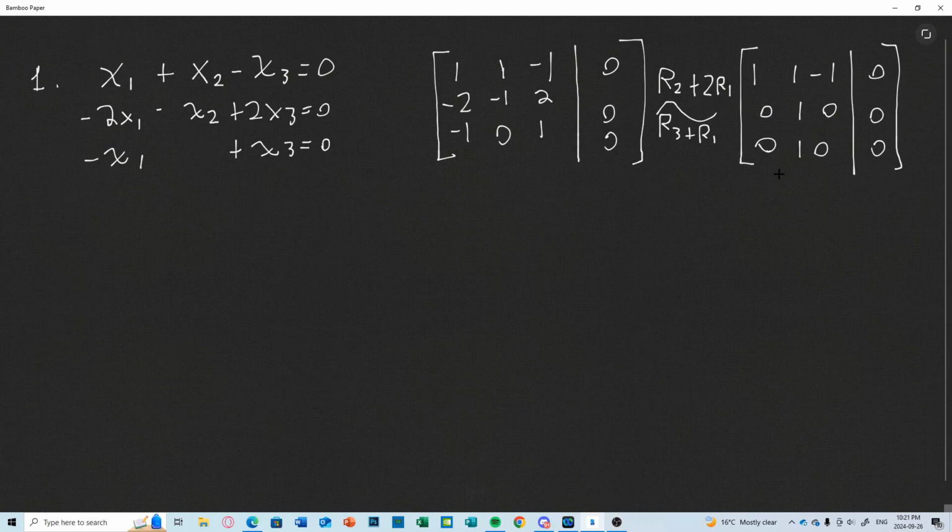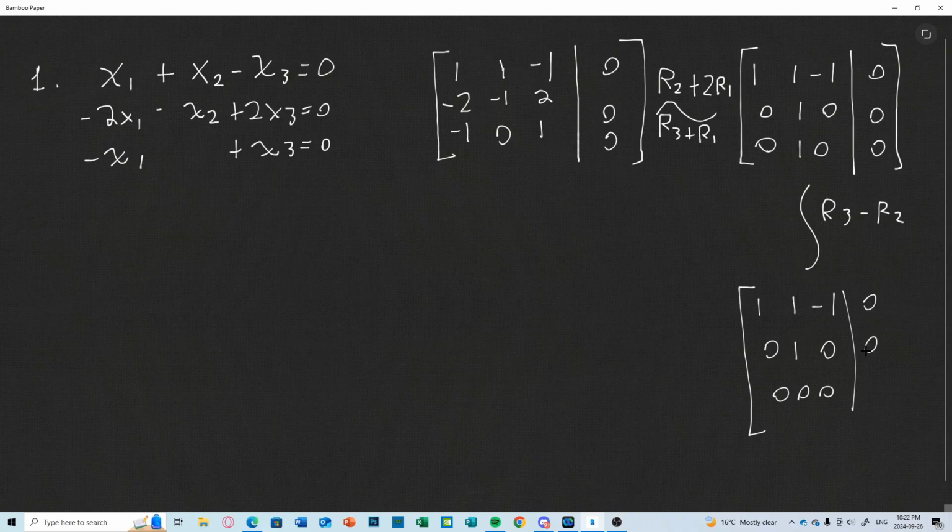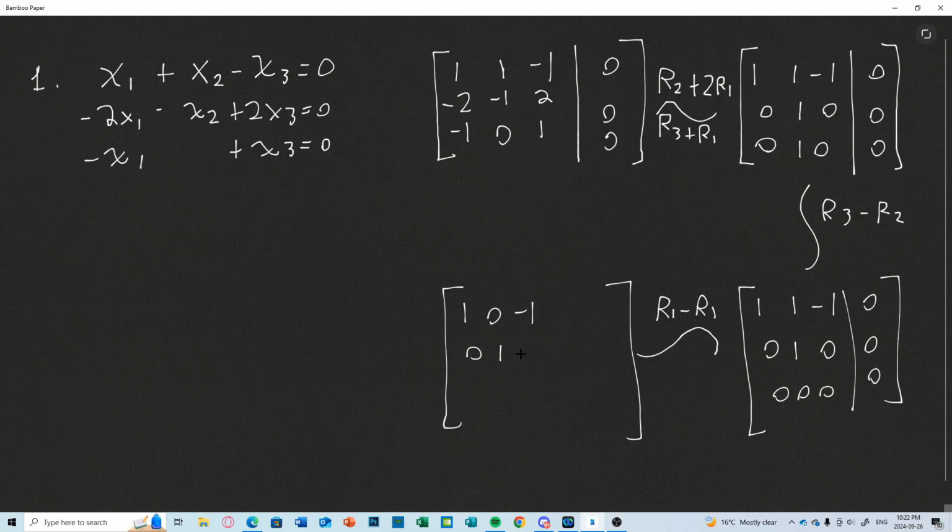Now what we can do is subtract R2 from R3, which will clear that row, giving us 1, 1, negative 1, 0, 1, 0, 0, 0, 0, still equaling all zeros. And finally, our last step will be subtracting R2 from R1 to give us 1, 0, negative 1, 0, 1, 0, and 0, 0, 0, still equaling all zeros.